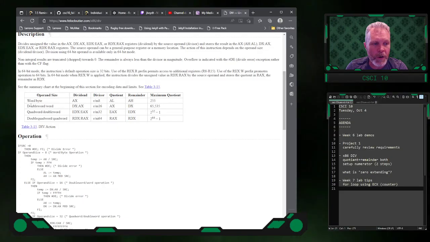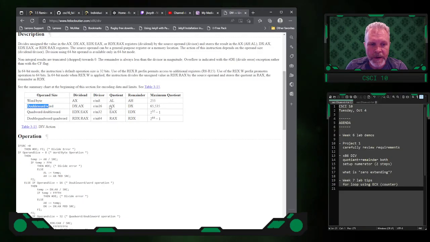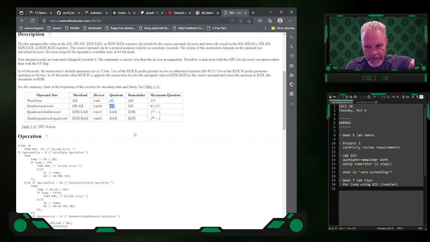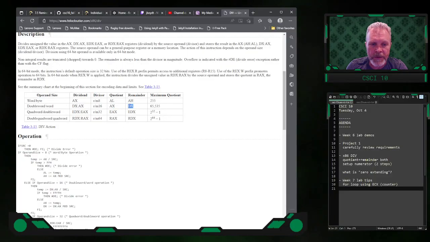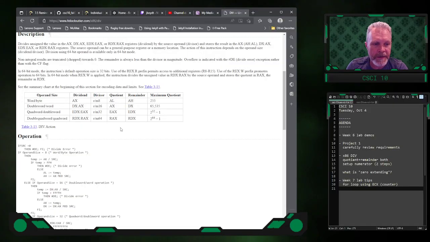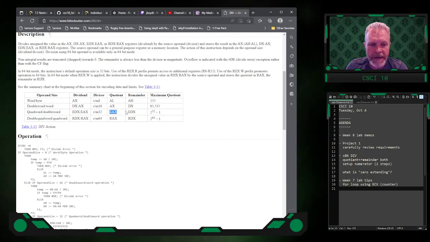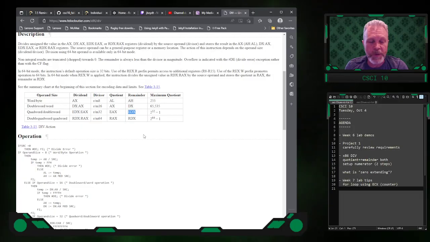Same goes for 16-bit things. If we divide a 16-bit by a 16-bit, we get 2 results. We get a quotient in AX and a remainder in DX for free. We check one or both parts depending on our needs. Same goes for 32-bit stuff. We get a quotient in EAX and a remainder in EDX for free, which is pretty cool.